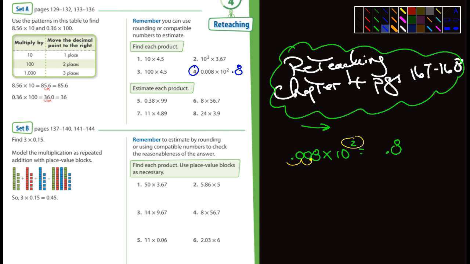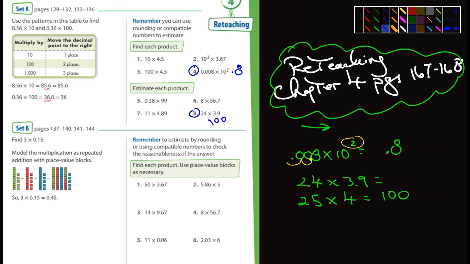5, 6, 7, and 8 looks like you're estimating. So let's look at number 8, for example. What do we have here? We got 24 times 3.9 equals, well, if we're estimating, I would make 24 into 25 and 3.9 into 4. Well, what's 4 times 25? That's 100. So I think a good estimation for number 8 would be 100.